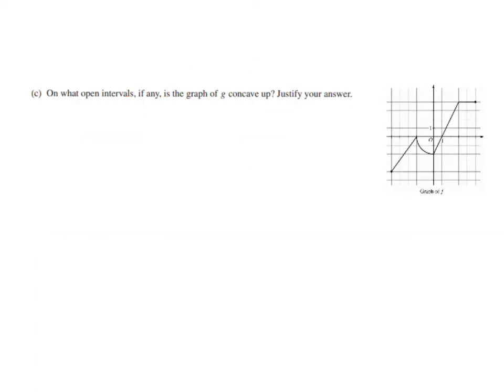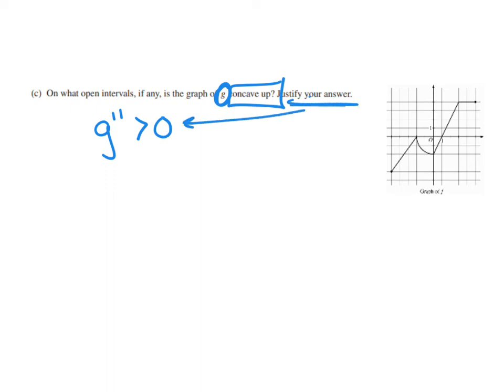On what open intervals, if any, is the graph of g concave up? So again, I'm going to highlight that key calculus term, concave up, and then I'm going to say of who, g. So I know I'm looking for g double prime to be greater than 0 to be concave up. And there's my justifying. I like to do that first and then go get the question. So if we just said g prime is equivalent to f, then g double prime, if I derive this side, is equal to the derivative of this side, which would be f prime of x.